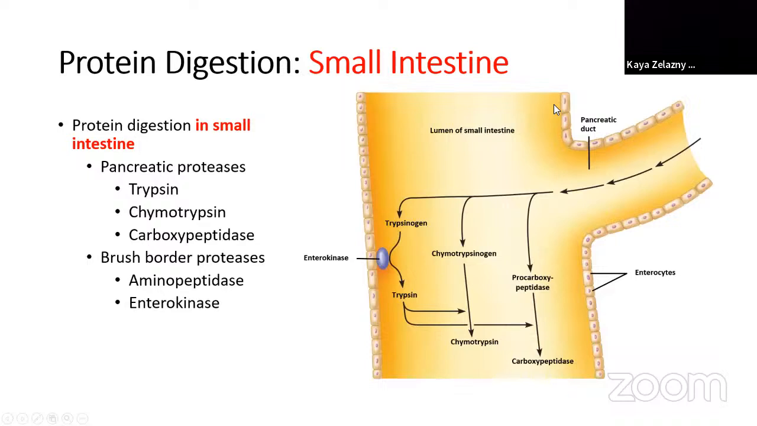Now, in the small intestine, we're going to continue protein digestion, but we're going to have some new proteases that we're going to talk about. So we're going to have trypsin, chymotrypsin, carboxypeptidase coming from the pancreas. And then we're also going to have some proteases embedded in the brush border, right? So we have some proteins that are stuck to the walls that are acting as enzymes. And we'll talk about these specific proteases and how they work and how they interact when we next talk on Friday.